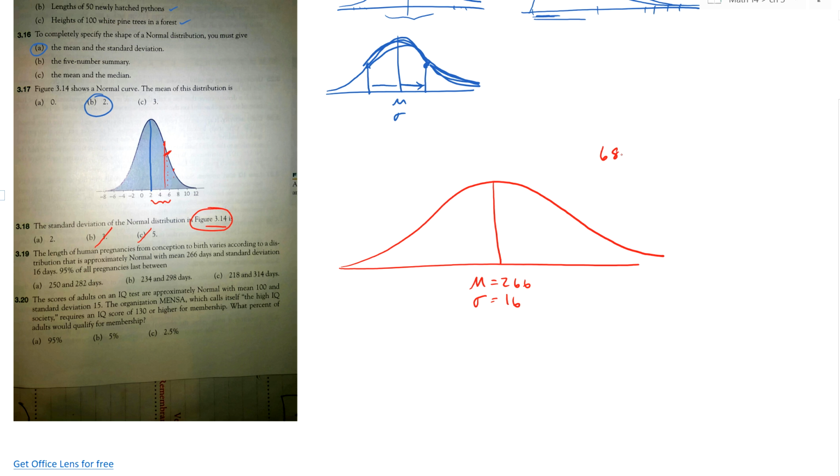Well, you remember the 68, 95, 99.7 rule from class. So this is 1 standard deviation, 2 standard deviations, 3. So I have to go 2 standard deviations out each direction. So that's going to be 266 plus 32, that's 2 standard deviations, and 266 minus 32. So that's going to be 234, and plus 32 is going to be 298. So in the range from 234 to 298, it's going to be 95% of the lengths of all pregnancies. So 234 to 298 is going to be B. There we go.